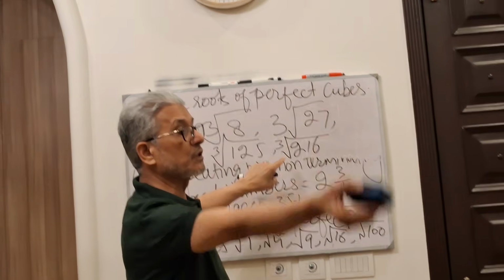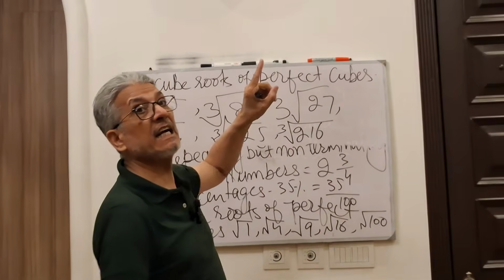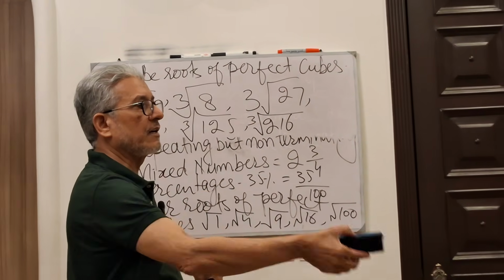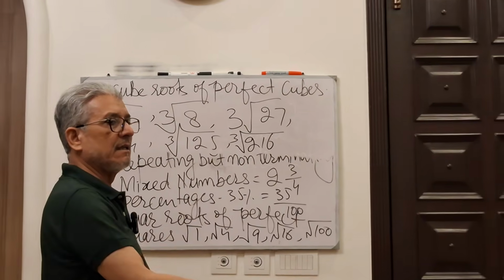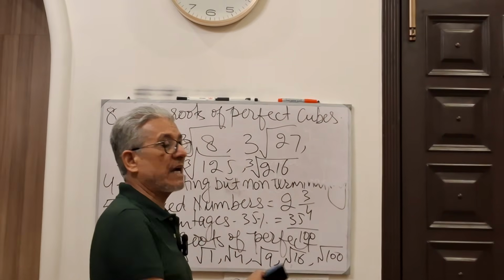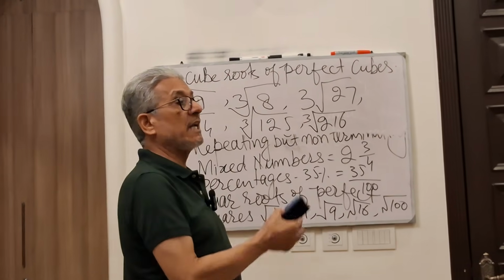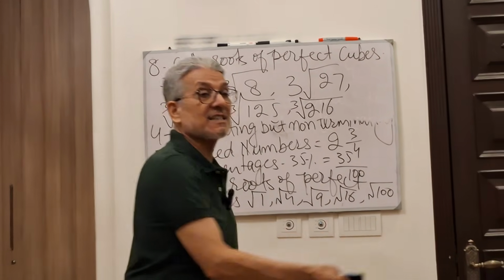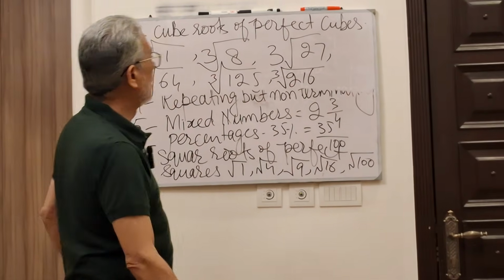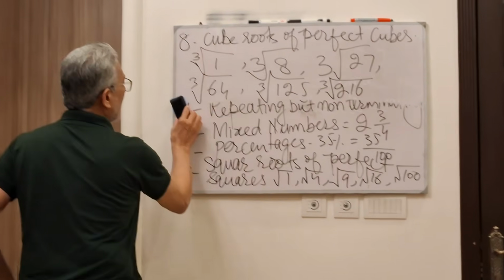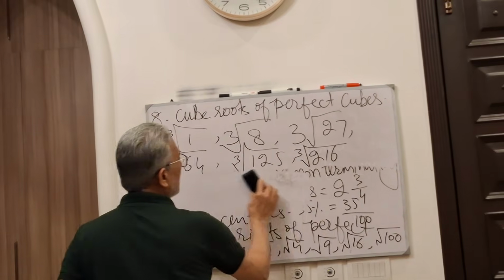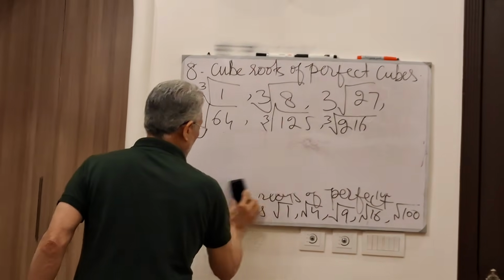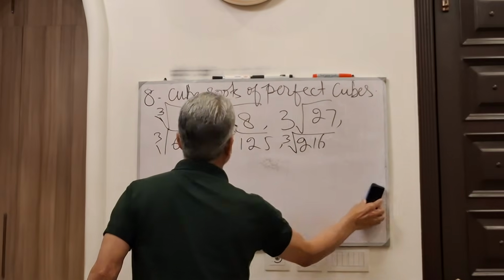7 into 7 into 7. Then you have 512, a perfect cube: 8 into 8 into 8 is 512. Then you have 729, 9 into 9 into 9, so 729 is also a perfect cube. Then you have 1000, 10 into 10 into 10, that is also a perfect cube. So when the cube root of a perfect cube is taken, it becomes a rational number.